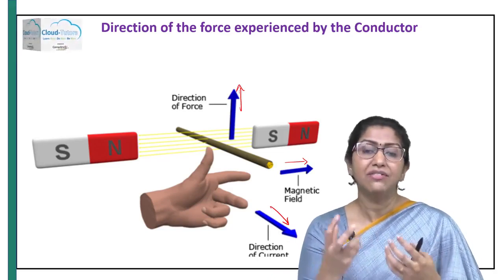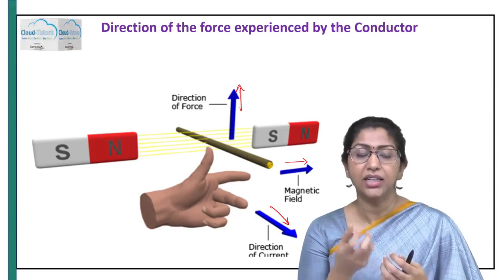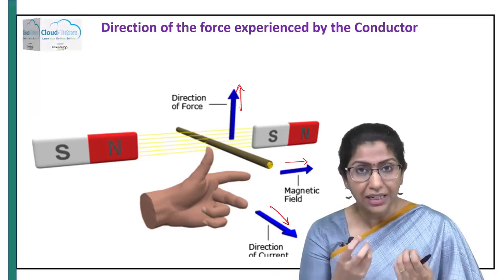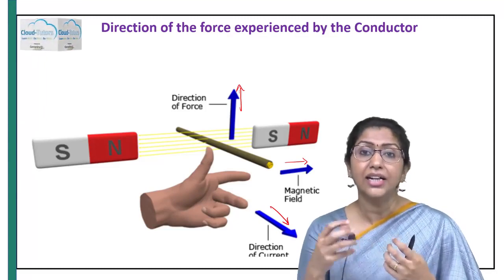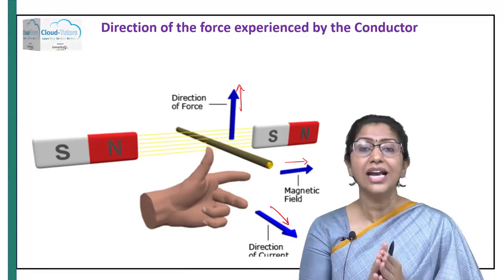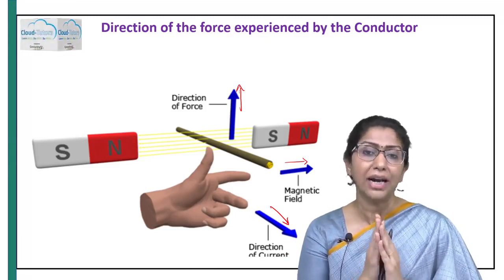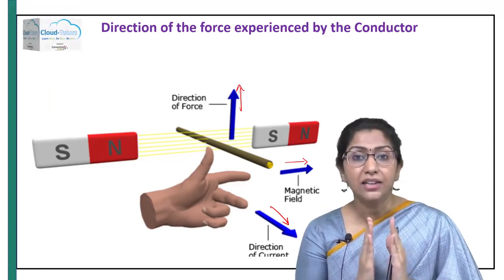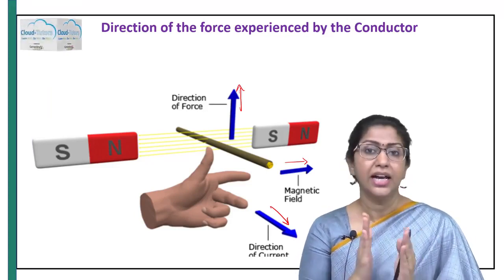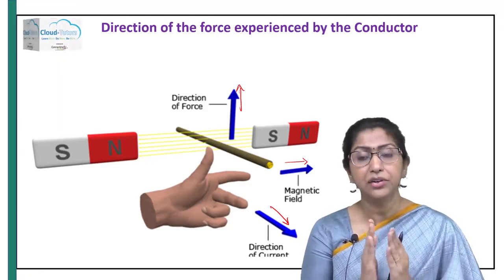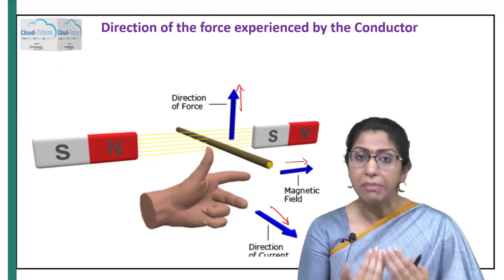So similarly, when there is a current carrying conductor which acts as an electromagnet kept in another magnetic field, the current carrying conductor itself experiences a mechanical force due to the interaction of these two magnetic fields, and the direction of this mechanical force experienced by the current carrying conductor is given by Fleming's left hand rule. Again, let me repeat the rule.